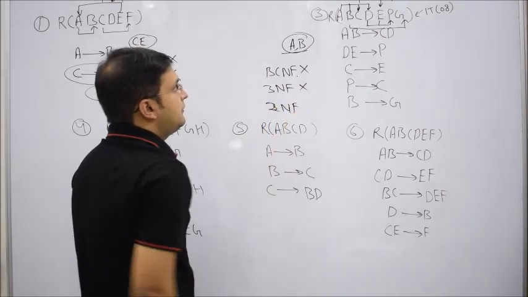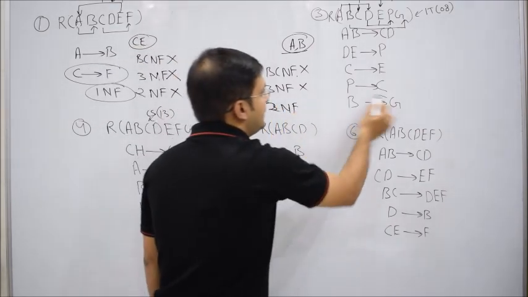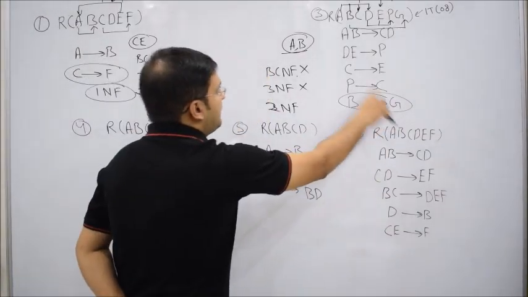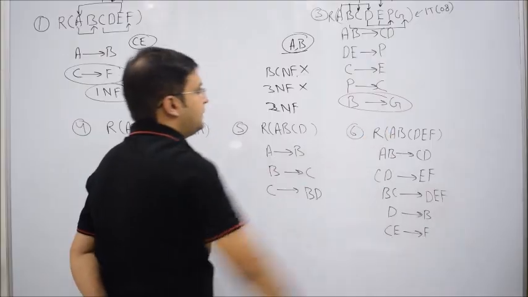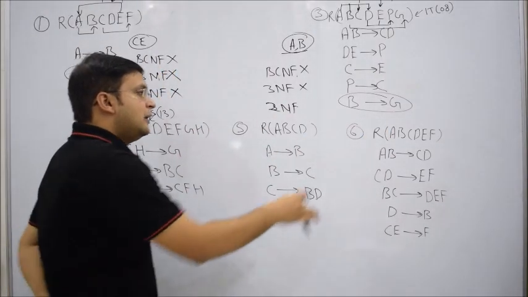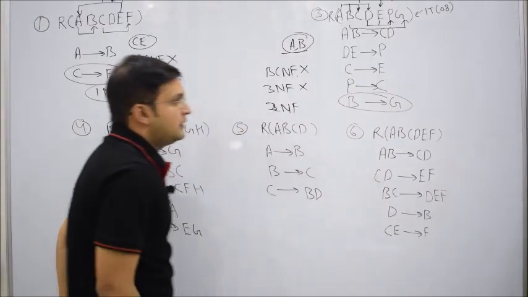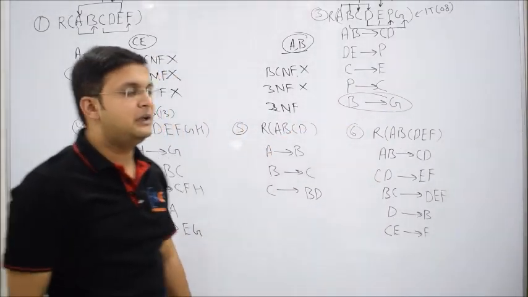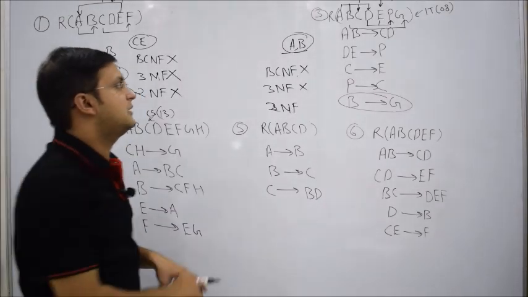Now let me check 2nd normal form. For partial dependency you can try this BG. Now you see, G is not a part of a candidate key, so G is a non-prime attribute, but B is a part of a candidate key. Here you have a non-prime attribute, and instead of depending on the entire candidate key, it is depending only on B. That's a clear-cut case of partial dependency.